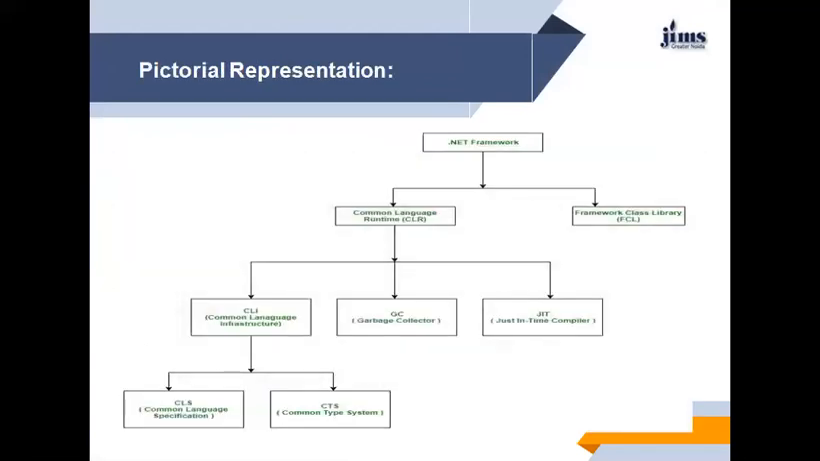This is a simple pictorial representation of what we have discussed, that .NET framework is having CLR and FCL. CLR can be further categorized into the CLI common language infrastructure, GC garbage collector, JIT just-in-time compiler, CLS that is the common language specification, and you can say this CTS.